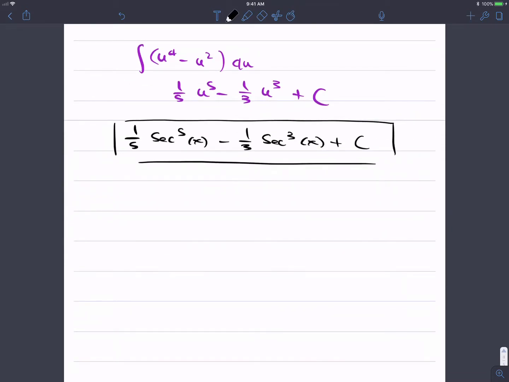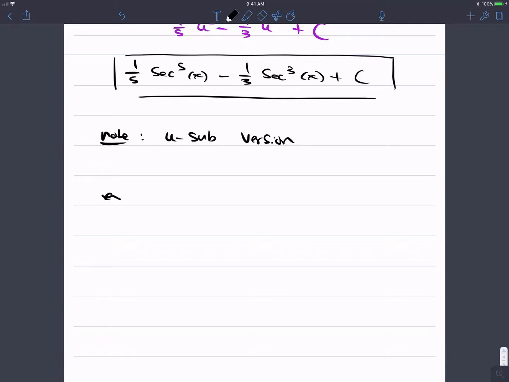Now, I'm just going to toss in a couple of remarks here. Let's note, what if you had a u sub version of all of this? For example, I can have tangent of 2x secant cubed 2x dx. Now, I didn't remark, but you can actually use the procedure here. If we notice, first of all, the power for tangent is odd.